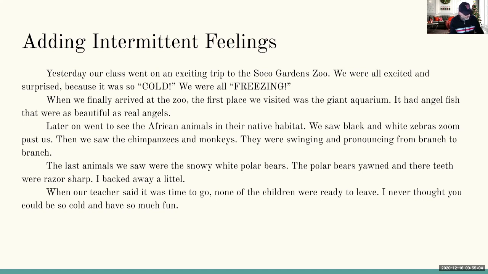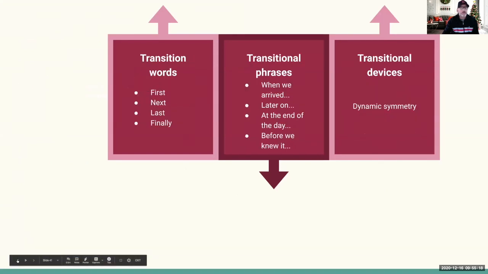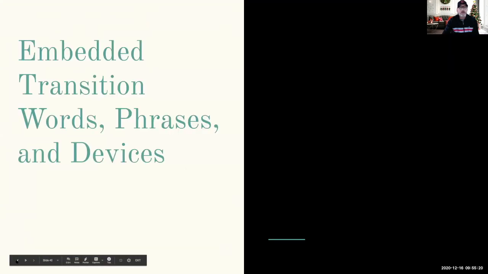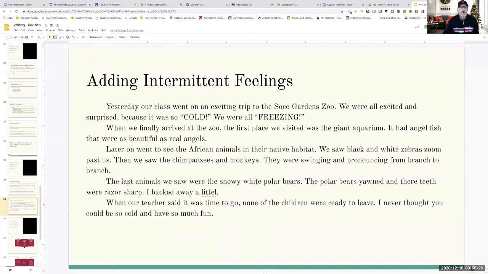So this is an example of something where we can add some intermittent feelings. So where could we add some feelings to this? And I'll show you this in just a second. Hang on just a second. That's today's. All right.